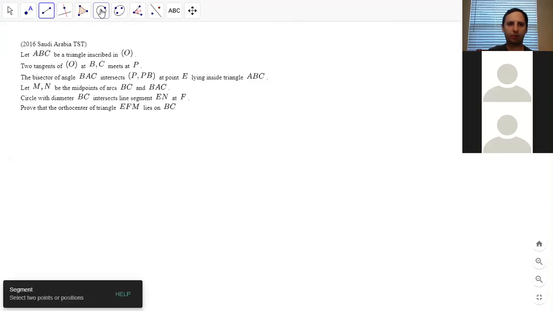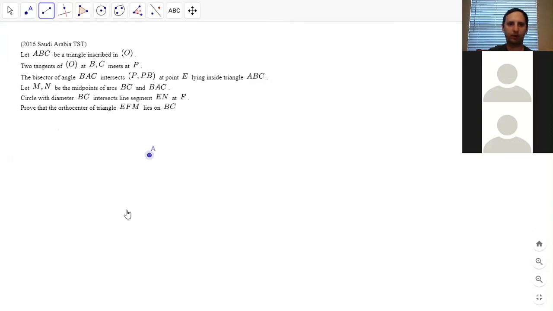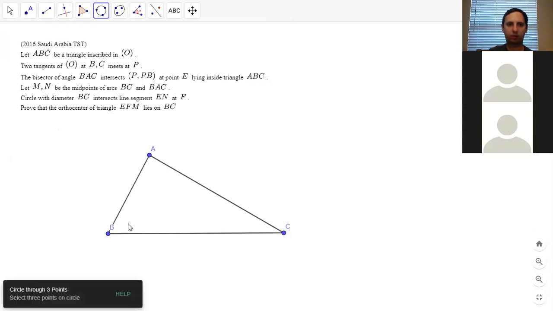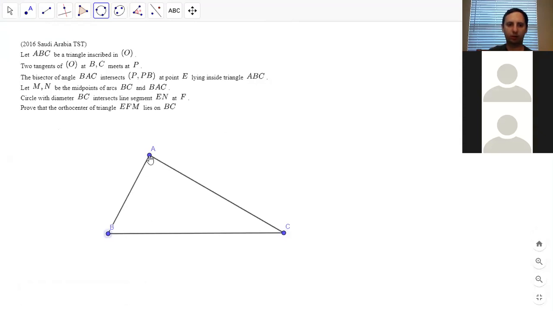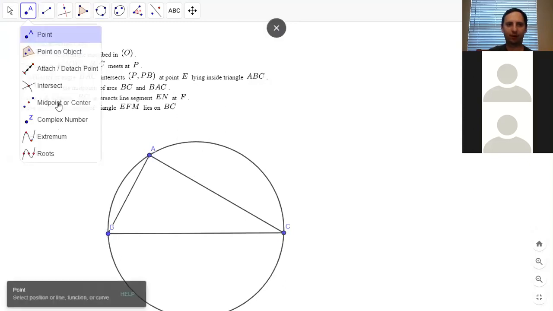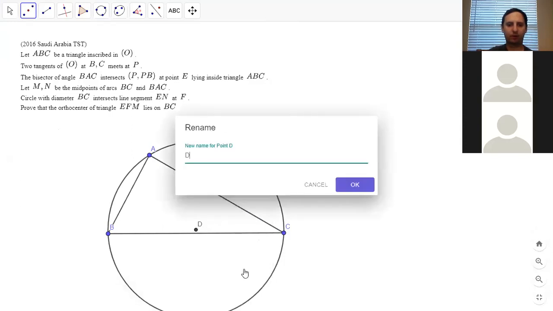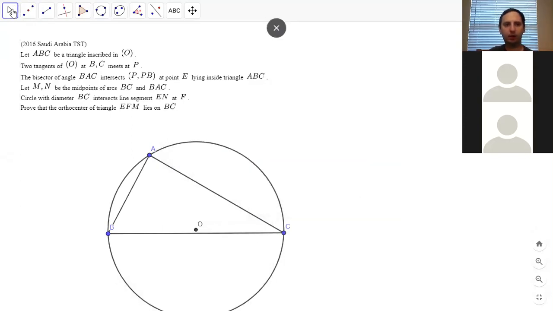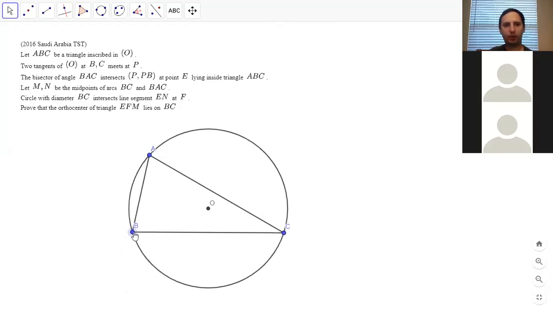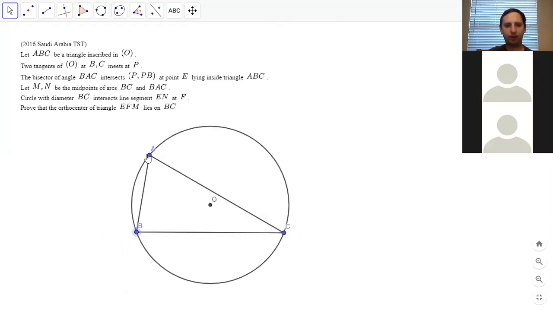So here's the first problem. We have a triangle ABC, and it's inscribed in a circle centered at O. I feel like GeoGebra starts out a little slower and then gets faster. Yeah, like right now it's pretty fast. Then we draw the 2 tangents at B and C. So your usual symmedian configuration.